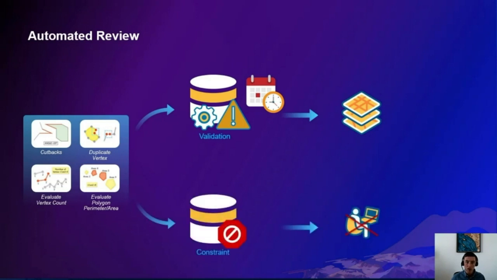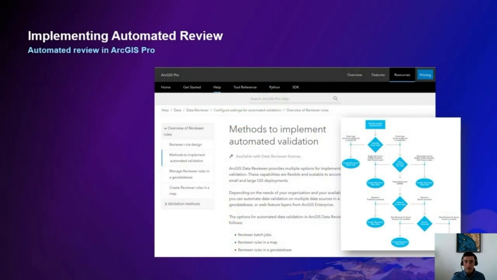In addition, constraint rules will consistently prevent certain types of edits from being performed on your data, adding an additional level of protection against poor data quality from entering into your production environment to begin with. For more information on implementing an automated review process, you can check out our ArcGIS Pro documentation. Here, you will find a flowchart that will walk you through different implementations depending on your data environment.